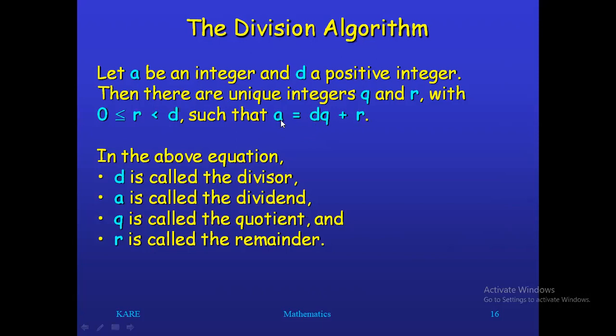So this a is divided by the divisor d. When you divide the number a by d, you get a quotient q and a remainder r. So this is the division algorithm. There are unique integers q and r. What is the condition for r here? r should be greater than or equal to 0, but it should be less than the divisor.